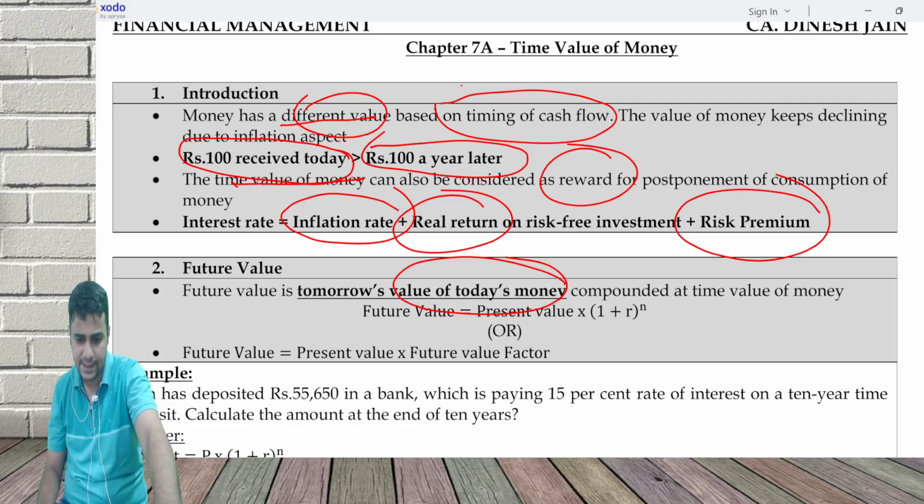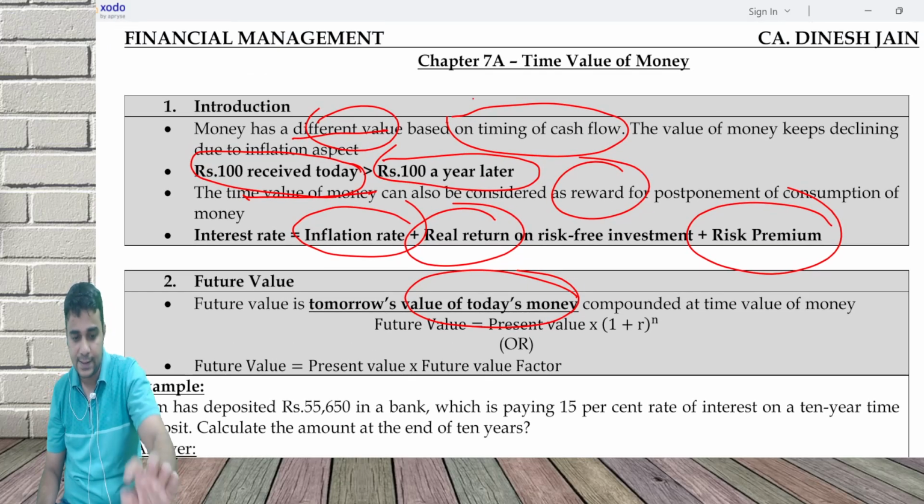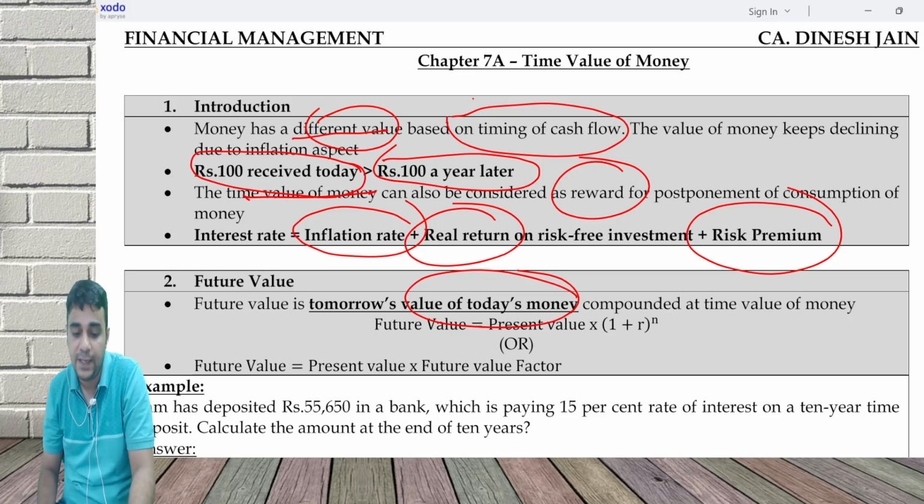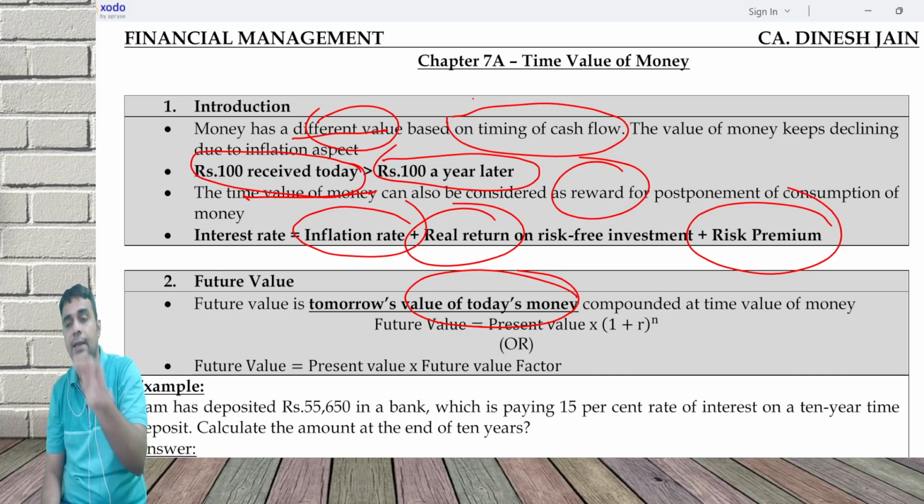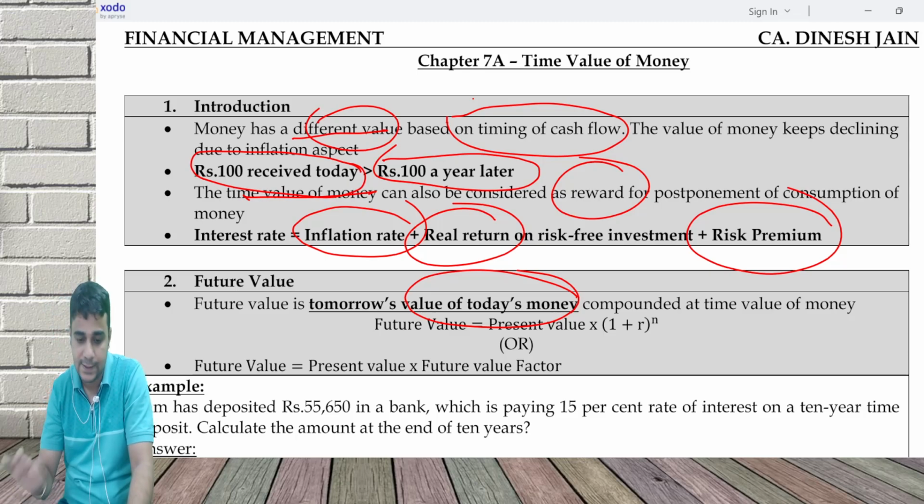Now, let's take this example. Write along with me, okay? Ram has deposited 55,650 in a bank which is paying 15% rate of interest on a 10-year time deposit. Calculate the amount at the end of 10 years. This is the requirement.